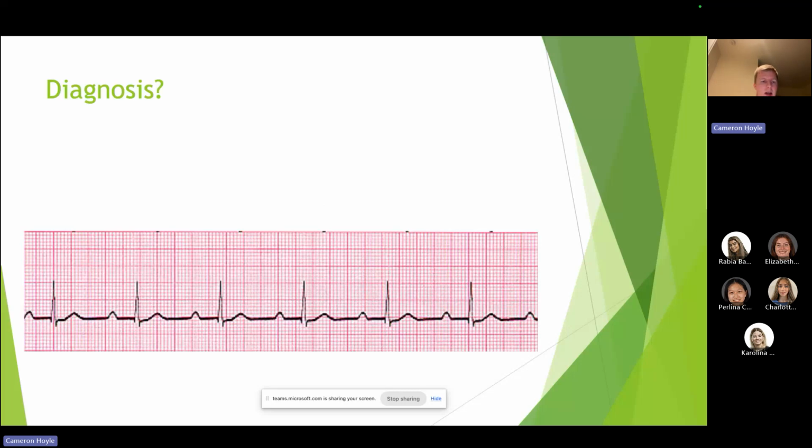Any thoughts on a diagnosis with this ECG? So we're going to need a bit of audience participation for some of the ECGs. You can comment in the chat, and Carolina, can you just see what people have bobbed in? Yeah, no problem. All right.